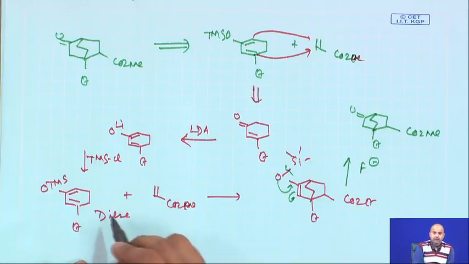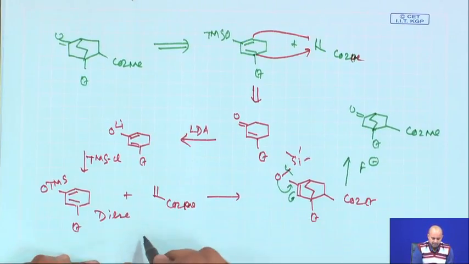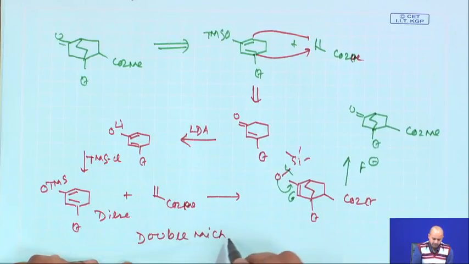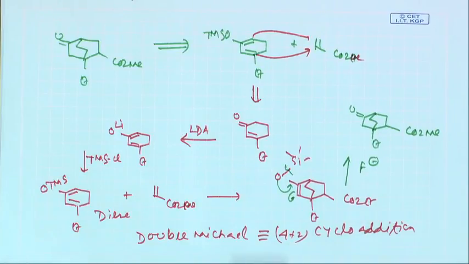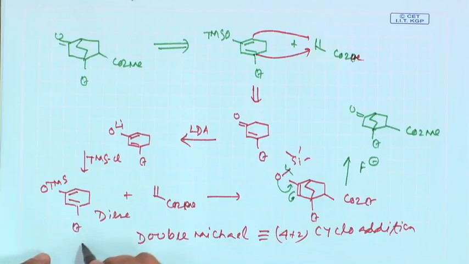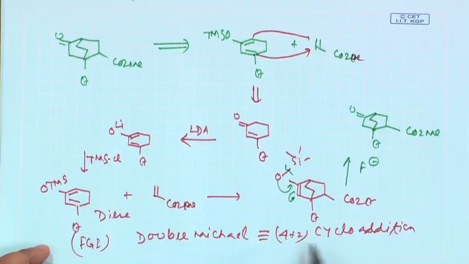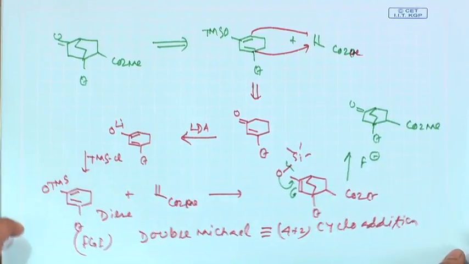So, now I say that by this mechanism it is evident that a double Michael is equivalent to a 4+2 cycloaddition, is not it? So, in terms of FGI, a double Michael is nothing but a 4+2 cycloaddition. We have shown this by an example which gives you a very nice demonstration of how a bridged compound can be constructed from the same starting material.